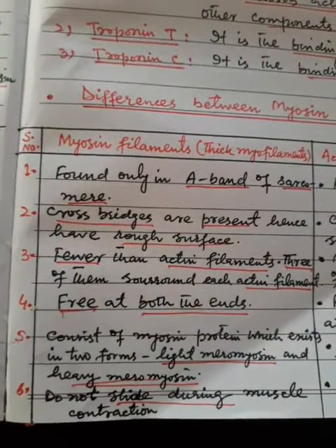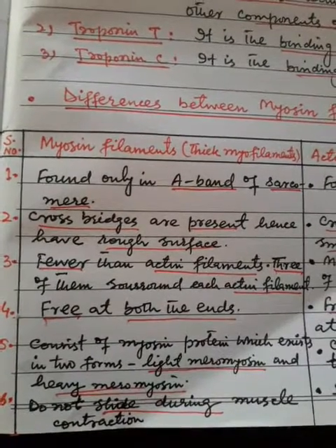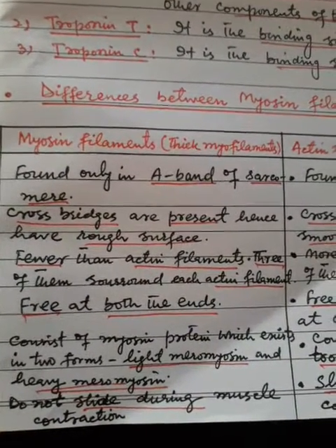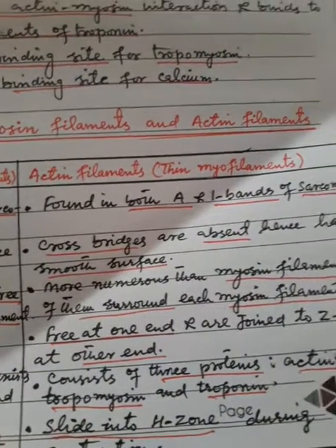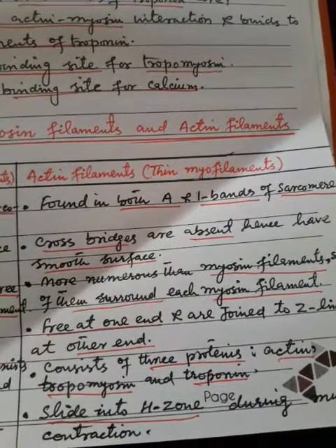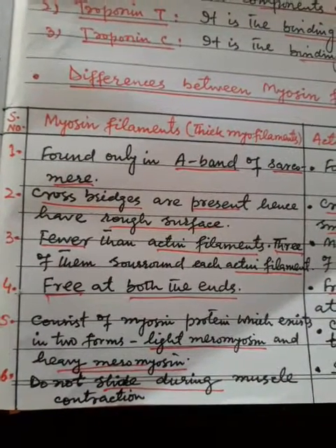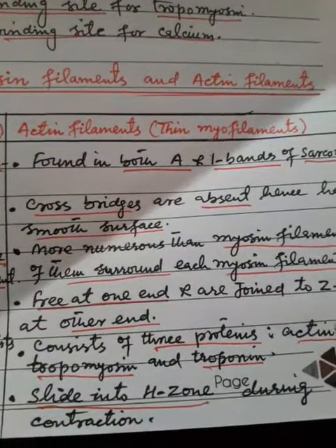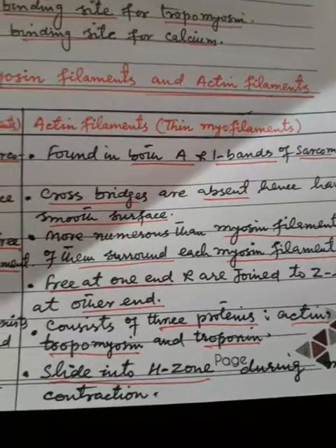Myosin filaments, fewer than actin filaments, three of them surround each actin filament. Actin filaments, more numerous than myosin filaments, six of them surround each myosin filament. Myosin filaments, they are free at both ends. Actin filaments, free at one end and are joined to Z line at other end.